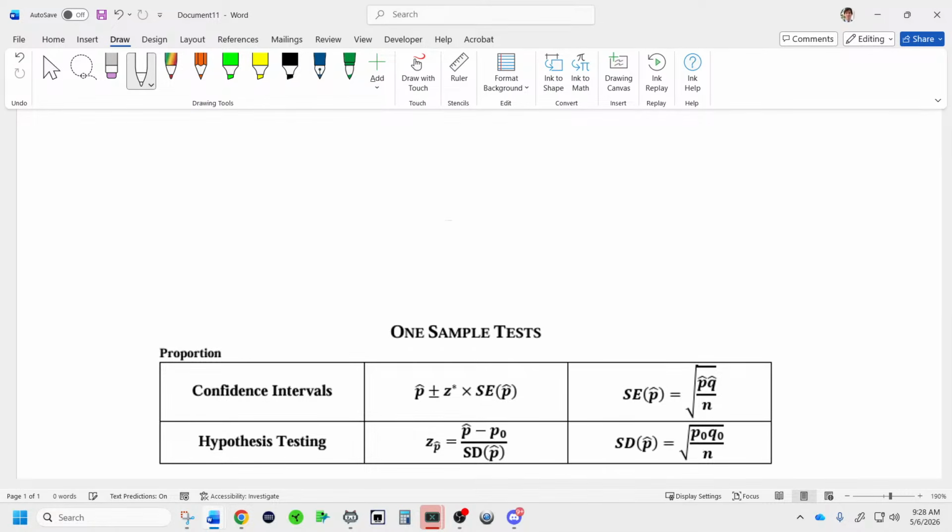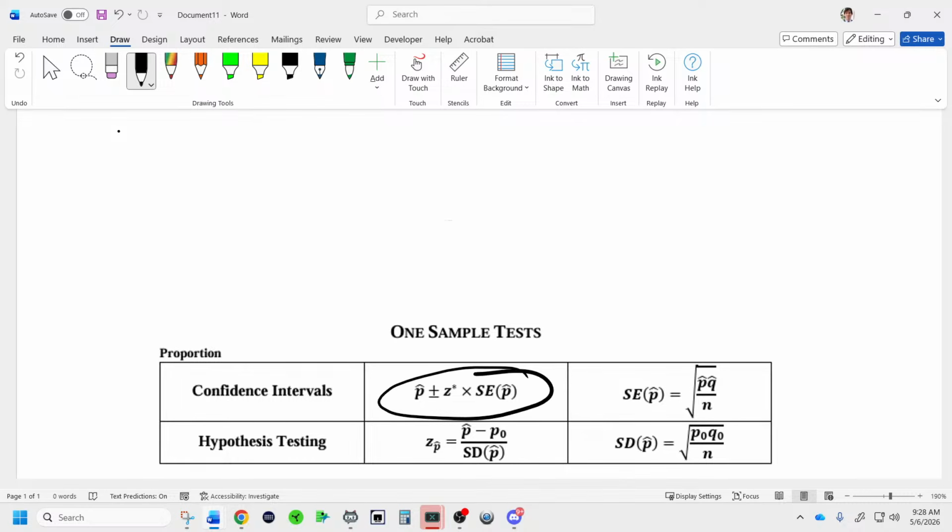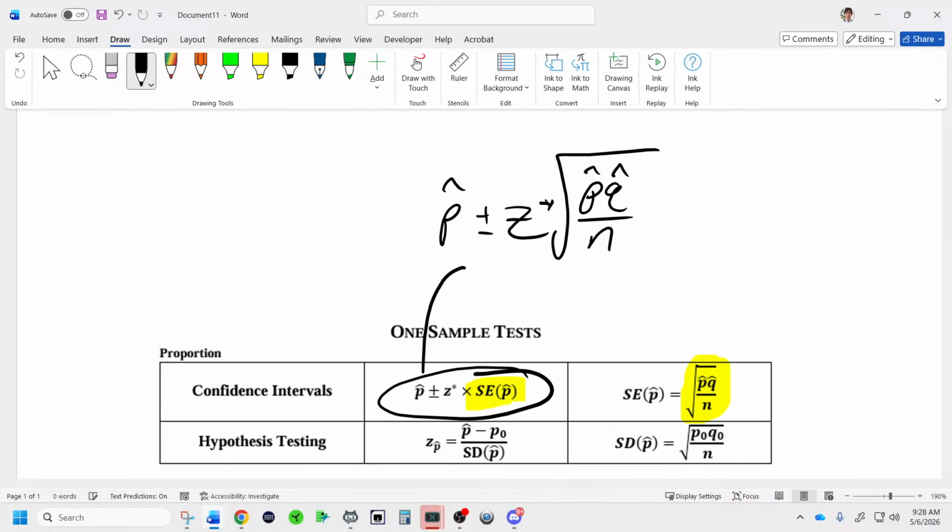So if you look at the way this is written, this right here equates to the following. P hat plus or minus Z star, and we'll talk about what this all means in a second. You see where it says standard error? The standard error is this quantity right here. So you get the square root of P hat Q hat over N.